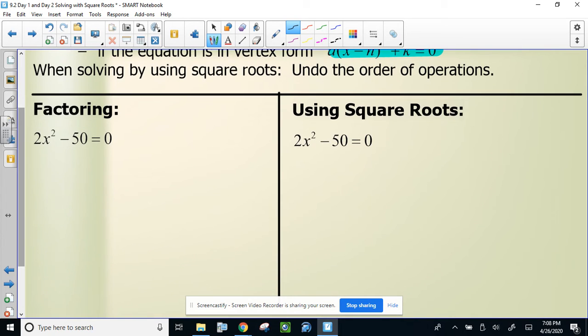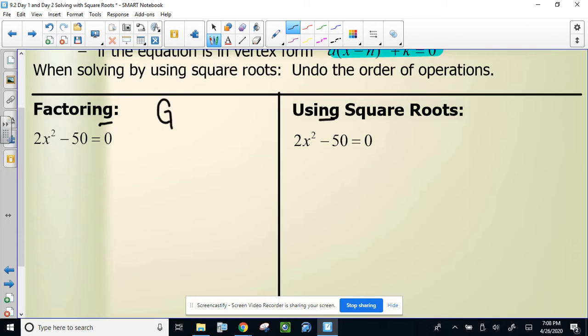So just to show you how they're related, we've done a lot of factoring. Here we have an equation to solve. They're the same equation. One, we're going to use the factoring method, and one, we're going to use the square root method. So looking at the factoring method first.